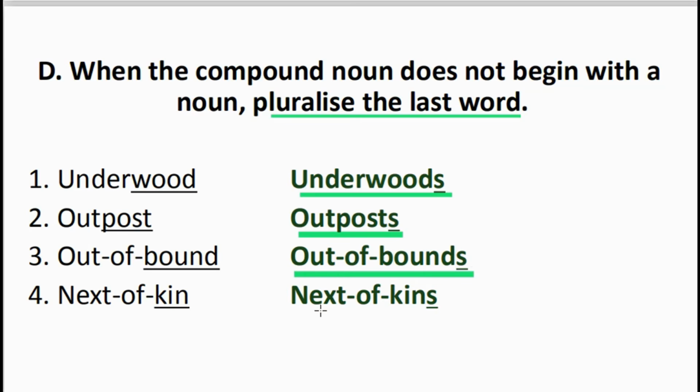Next of kin. Kin is the noun. So it is the kin that takes the s. So next of kin becomes next of kins.